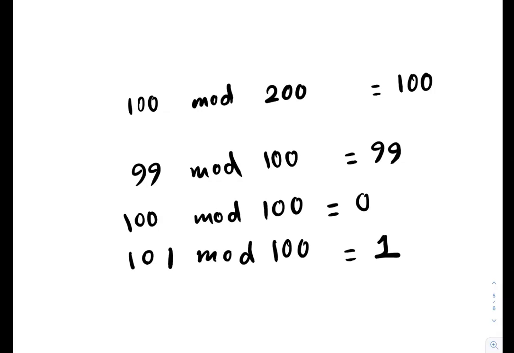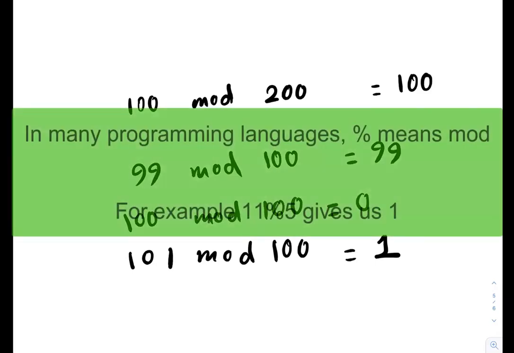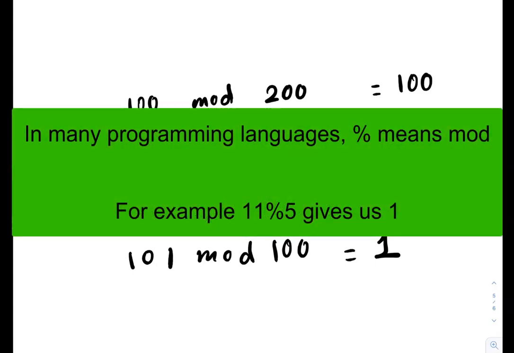Just remember that wheel. It always resets at multiples, and then you have 1, 2, 3, all the way to n minus 1. In most programming languages, we use the percent sign for the mod operation. So 11 mod 5 is written like this.